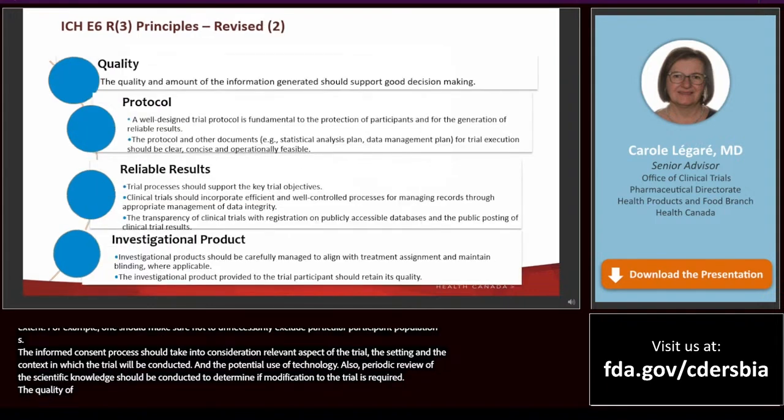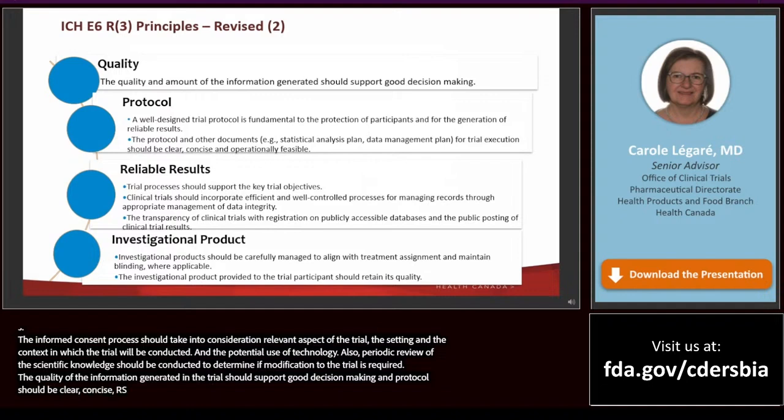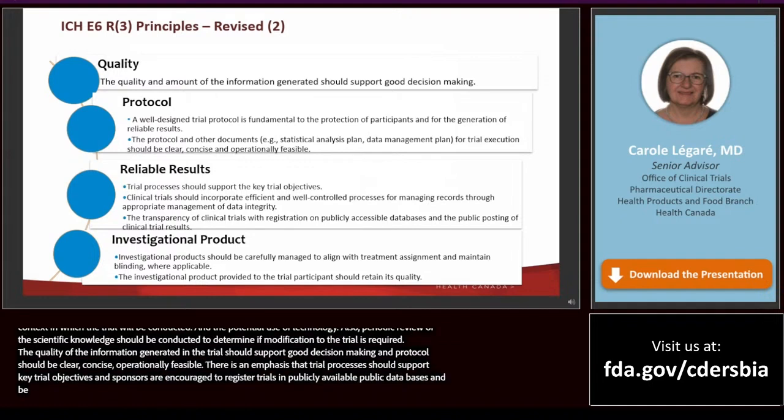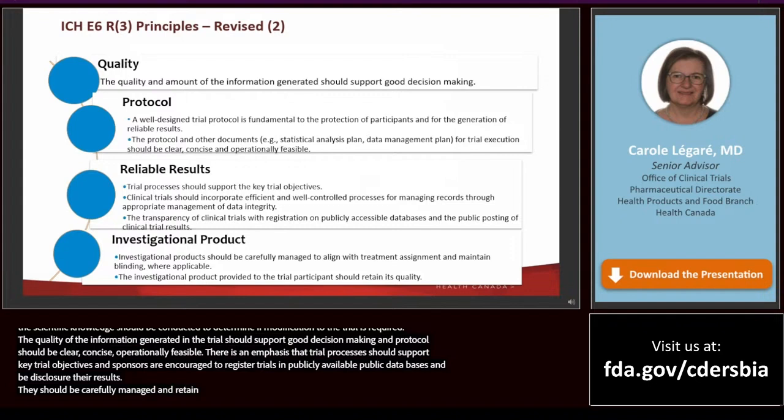The quality of the information generated in the trial should support good decision-making, and the protocol should be clear, concise, and operationally feasible. There is an emphasis that trial processes should support key trial objectives, and sponsors are encouraged to register trials in publicly available databases and disclose their results. Investigational products should be carefully managed and retain their quality throughout the trial.